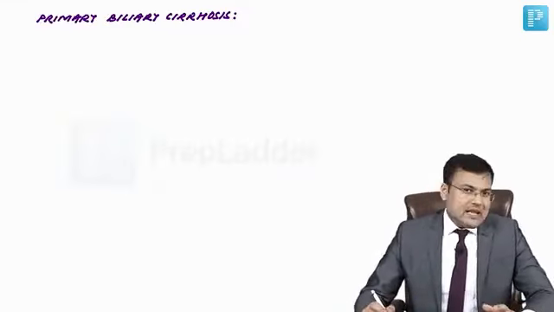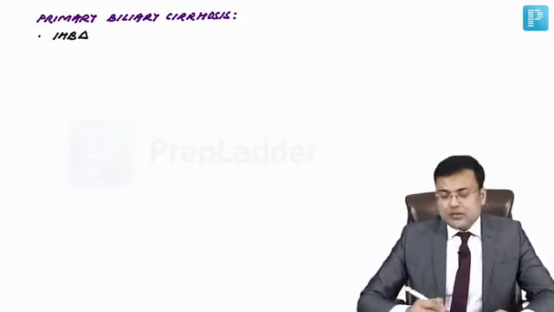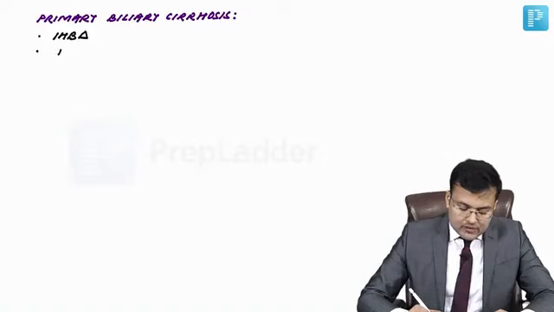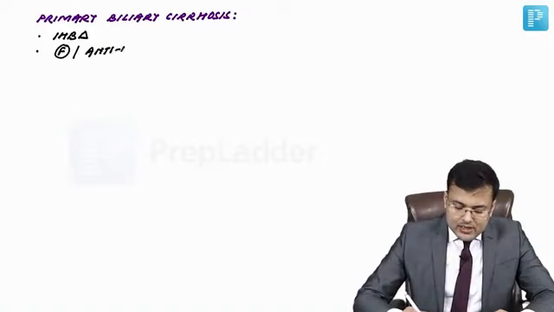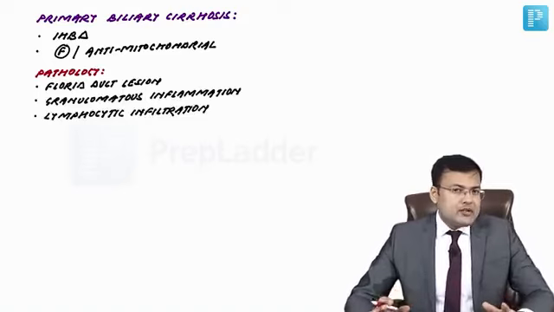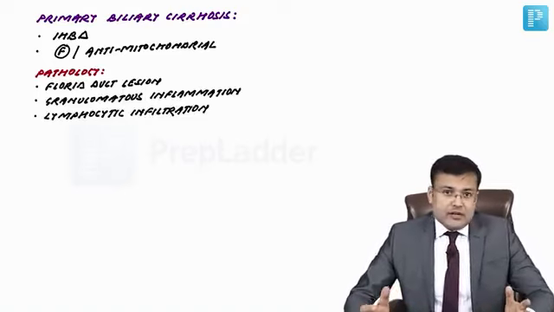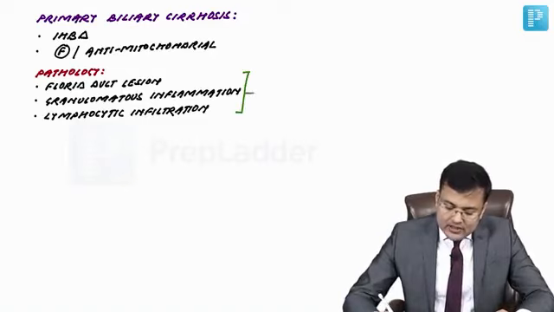Primary biliary cirrhosis is characterized by destruction of intrahepatic bile ducts only. We discussed that it is an autoimmune disorder, more common in females, and which autoantibody? Anti-mitochondrial autoantibody. See the important questions related to pathology. In primary biliary cirrhosis, there is florid duct lesion. What kind of inflammation? Granulomatous inflammation, and there is lymphocytic infiltration. These are the characteristic changes.